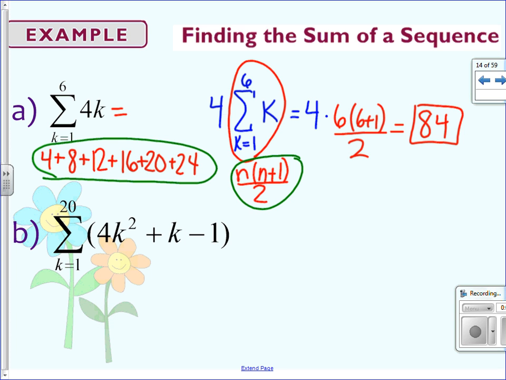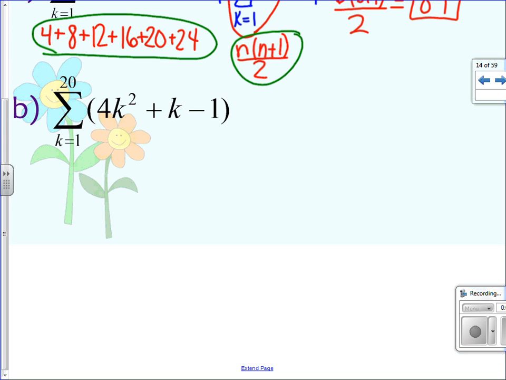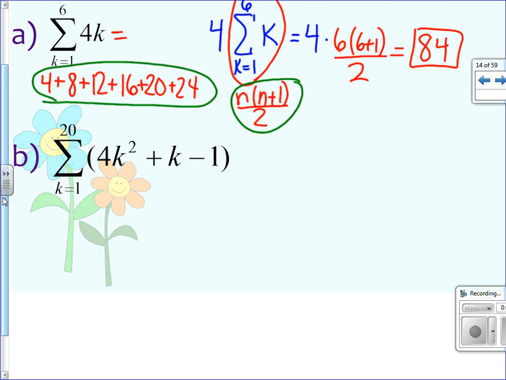Now in part B, we have a little more complicated of a polynomial that generates our formula here. So we have 4k squared plus k minus 1, and you're adding up k's from 1 to 20. So to get the first term, you fill in 1. Second term, 2, all the way to 20. So that could take a little while to generate all the terms and then add them all up. Instead, we're going to utilize the formulas.